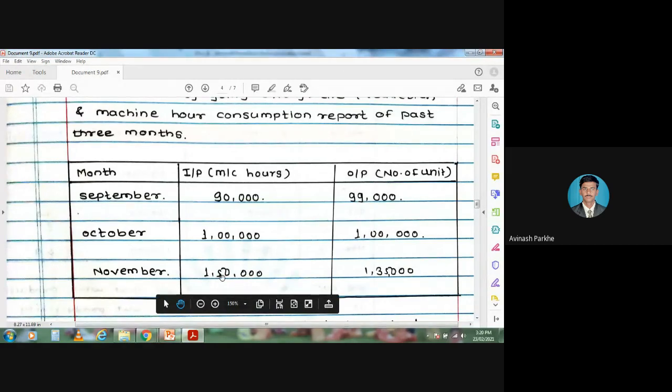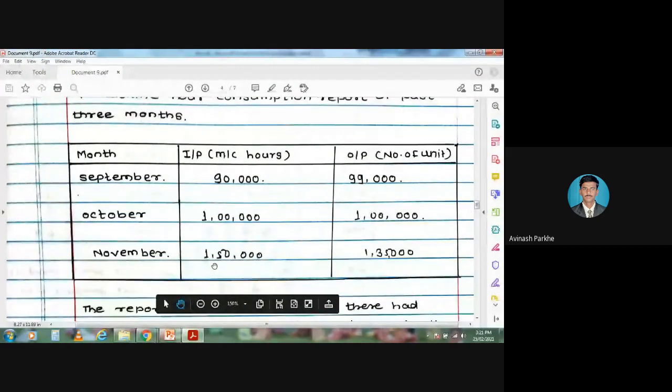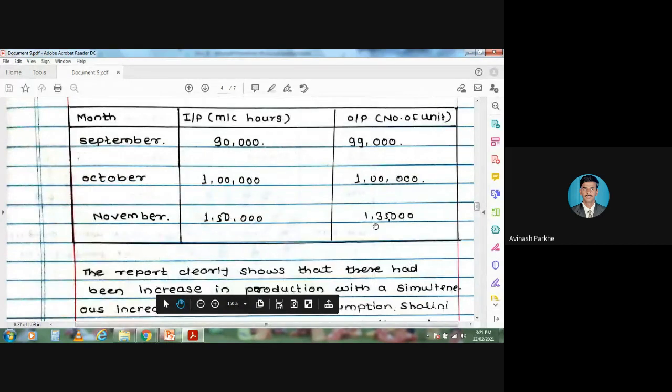According to those input parameters, what will be the output in September, October and November? In September, input hours are 90,000, and accordingly the number of units or output is 99,000. That means your output is increased. In October, input is 1 lakh, and output is also 1 lakh. In November, your input is 1,50,000, increased from October, but output is very low, that is 1,35,000. In each month, according to the inputs given in the form of machine hours, the output is also measured.